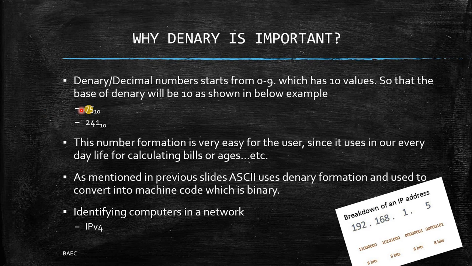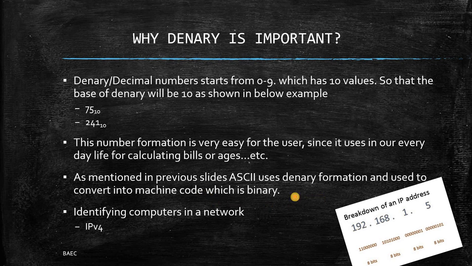So 75 base 10. We can say this is 75 and 241 base 10. Since it is a denary value, there are 10 combinations. The base is 10.